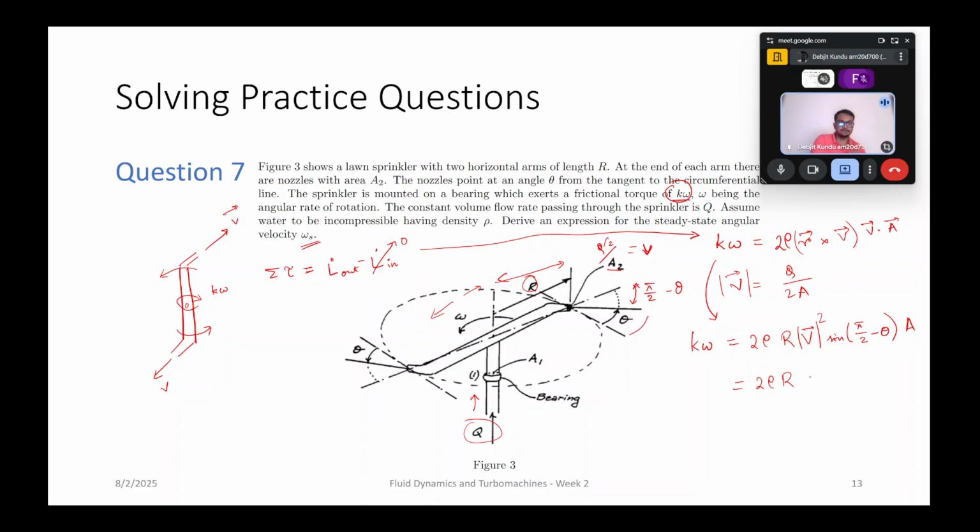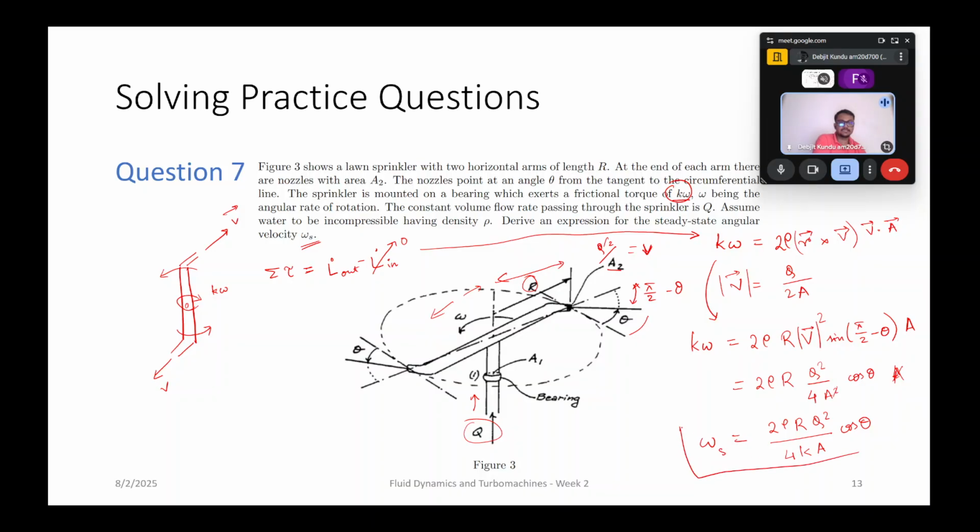Let's replace the magnitude of V now. So it should be Q squared by 4 A squared, and sine of pi by 2 minus theta, as I said, is cos theta. And there's an A over here, so this A and this A would cancel out. And finally, we can get omega as 2 rho R Q squared by 4 K A into cos theta.